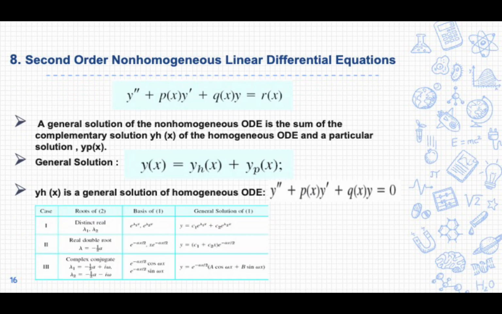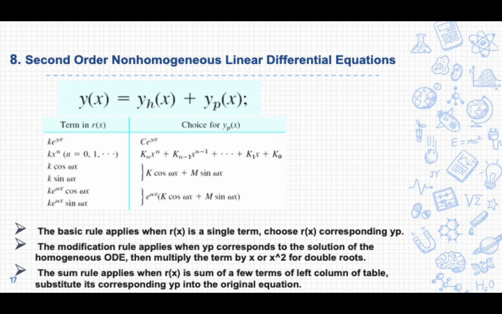Number 8 is the second order non-homogeneous linear differential equation. It is the sum of the complementary solution yh(x) of the homogeneous ODE and a particular solution yp(x). We can find yh(x) by finding the general solution of the homogeneous ODE. We need to find yp. There are 3 ways to find it.